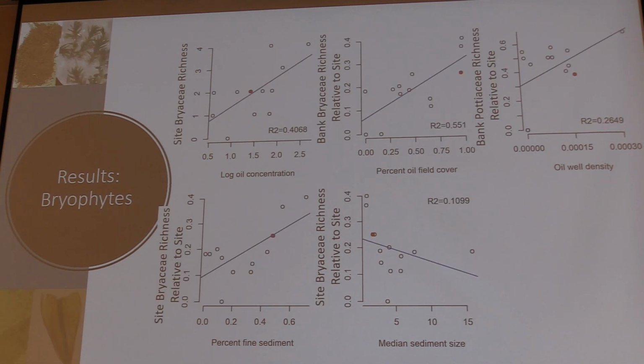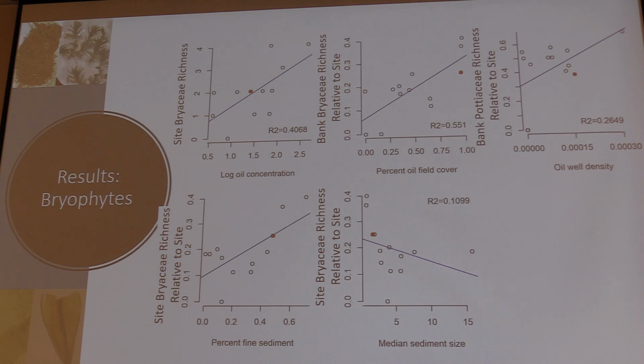For our moss, we found basically the opposite trend. So instead of being decreasers, for the most part, they're increasers. So again, on the top left, we have oil concentration. As the oil concentration is increasing in these sites, we see a general increase in the site Bioassessment richness, which is a family of moss.